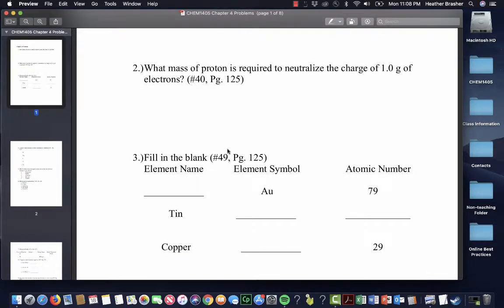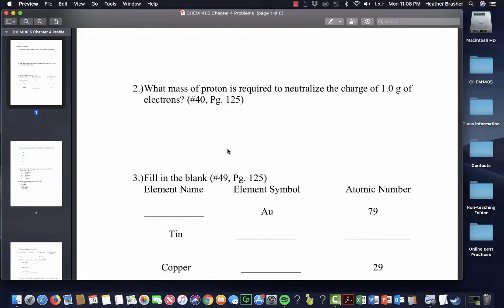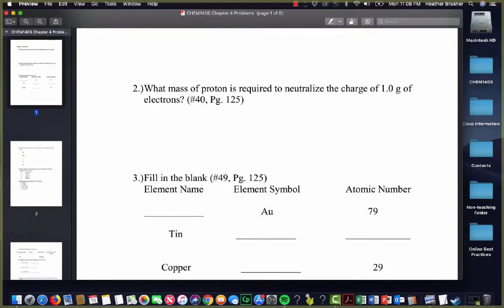So now let's look at the mass of a proton that's required to neutralize the charge of 1 gram of electrons. And this is number 40 on page 125. Well, first I want you guys to point out that this is what's important: the problem I just showed you, and the table on page 104, is in kilograms, right? And so what we need to do at this point is convert. I'm going to show you how to convert really quick if you don't remember. This is something you need to learn how to do because you'll be doing it all semester long if you haven't figured it out.